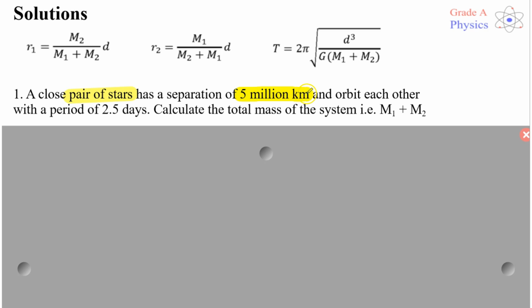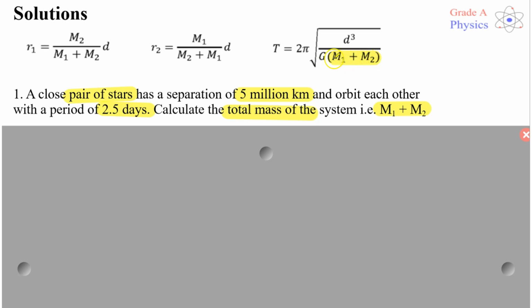We're told the separation distance, so that's d, so we know d, and we've got the period of 2.5 days. We should be thinking about days in seconds, kilometers into meters, so that should be an automatic thing, thinking about the units. Find the total mass of the system. Now, fortunately, it's told us, i.e. m1 plus m2. So we should be looking at this formula here.